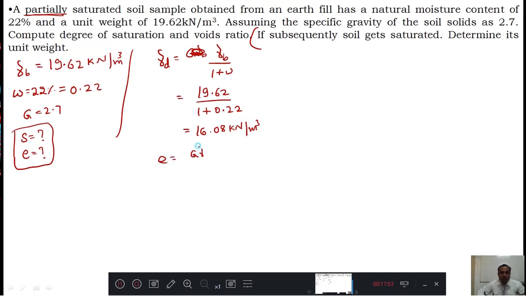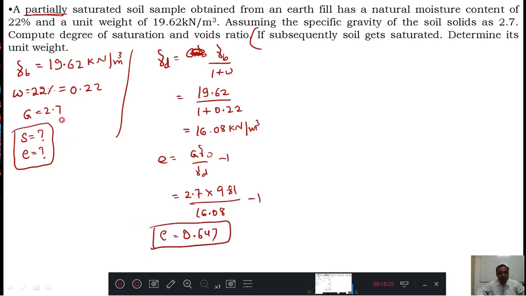Then I will calculate e. e equal to G gamma W divided by gamma D minus 1. G is 2.7, gamma W 9.81 by gamma D, 16.08, minus 1. Equal to 2.7 into 9.81 divided by 16.08 minus 1, 0.647. I got e as 0.647. Now what do they want? They want degree of saturation. Therefore eS equal to wG, S equal to wG by e.